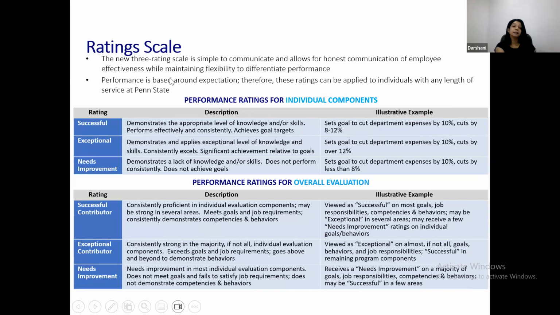Here what it says, exceptional, demonstrates and applies exceptional level of knowledge and skills. Consistently excels, significant achievement relative to goal. It means what?